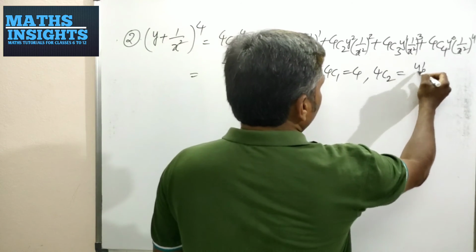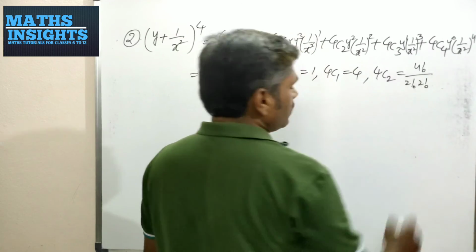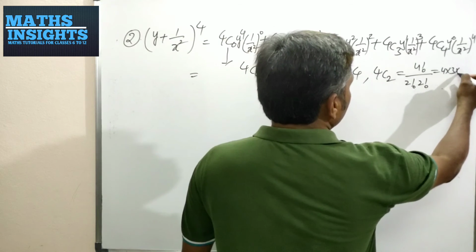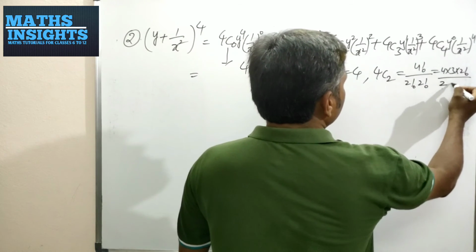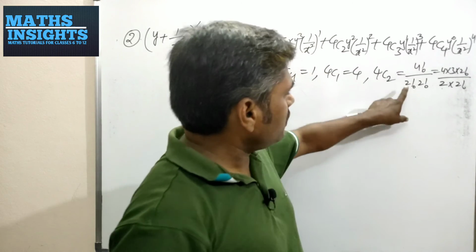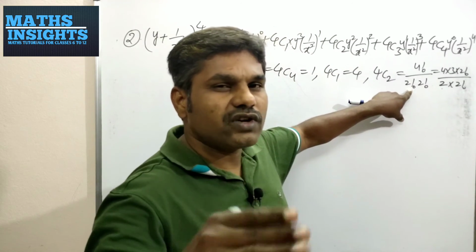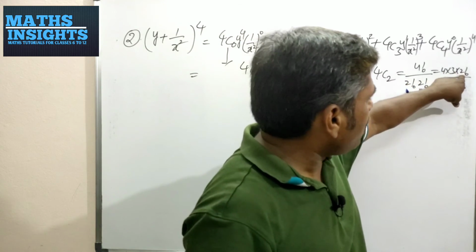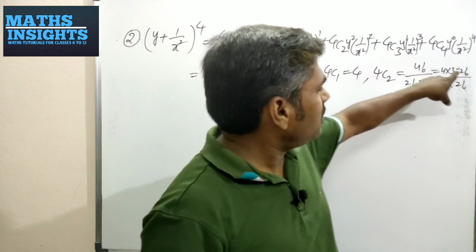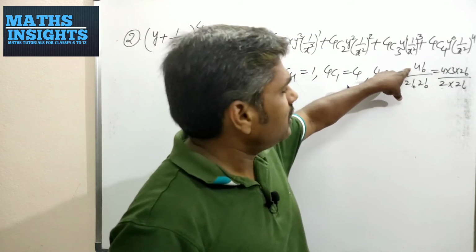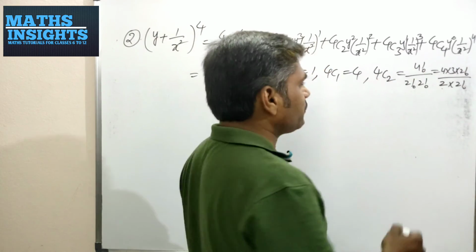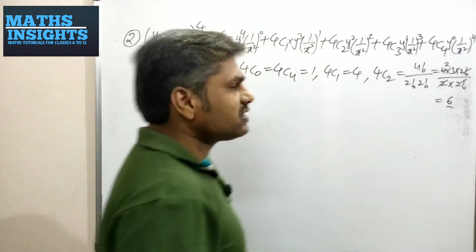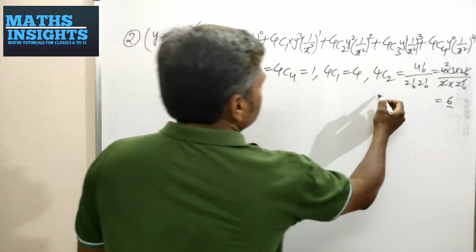4C2 is 4 factorial by 2 factorial into 2 factorial. Again, see, this is 4 into 3 into 2 factorial. 2 factorial is 2 into 2 factorial. See, in one 2 factorial I am calculating 2 into 1 as 2. Remaining I am writing as it is. Why? Because I stopped at 2 factorial while expanding 4 factorial, to cancel these two. So if you cancel this, the coefficient value is 6. Therefore 4C2 is equal to 6.